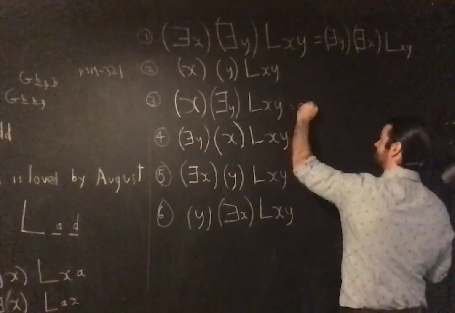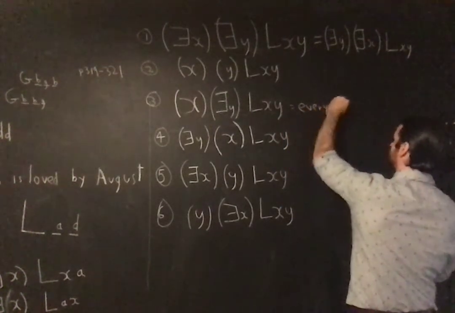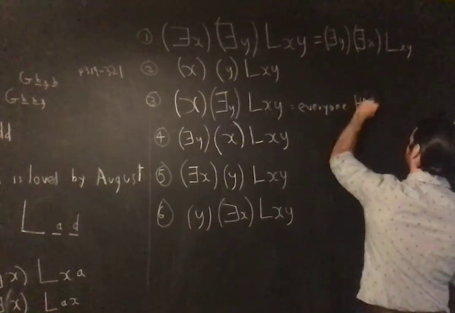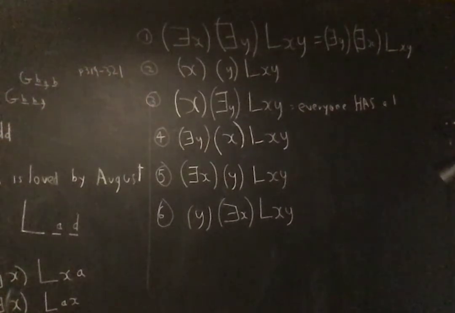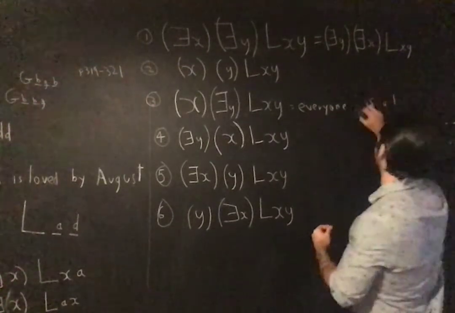This was everyone has a lover. No, everyone is a lover, I'm sorry. For every single X, there exists a Y. This is everyone is a lover.